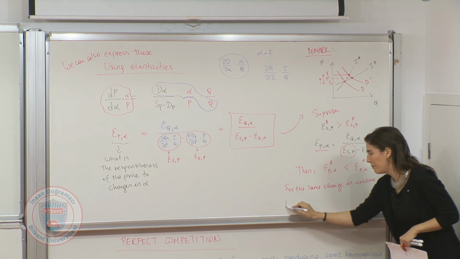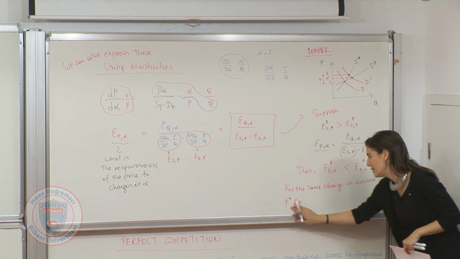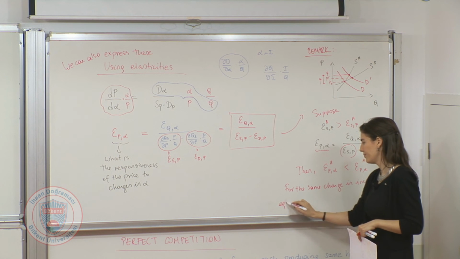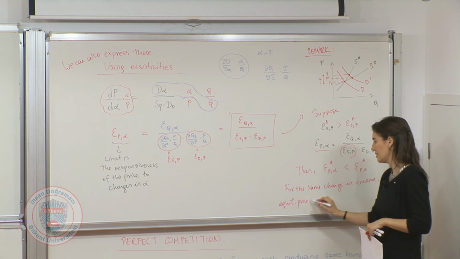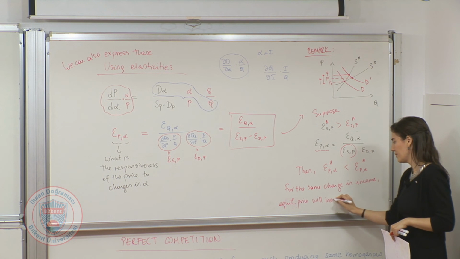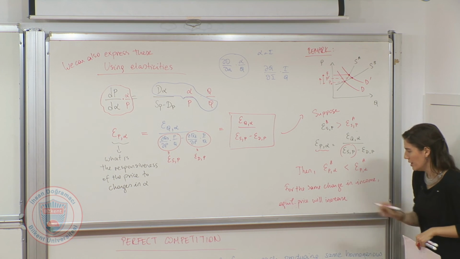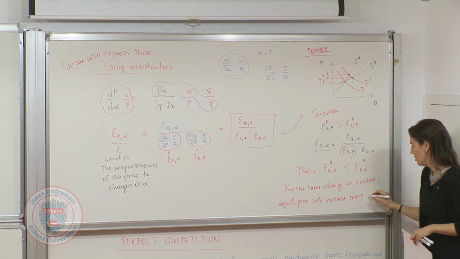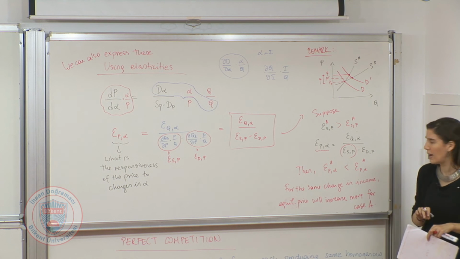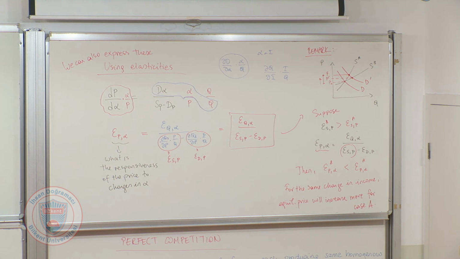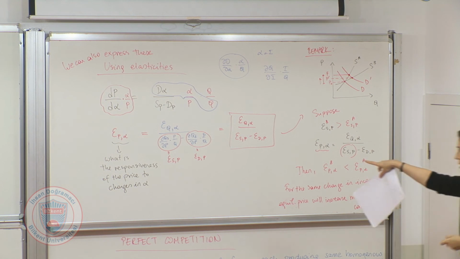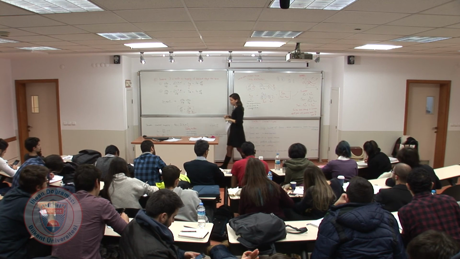So for the same change in income, the equilibrium price will increase more for case A, okay? So that's basically the inelastic case. The less elastic case is going to respond more, okay? And this is mathematically how we can show it.